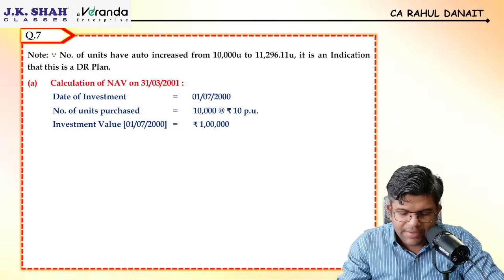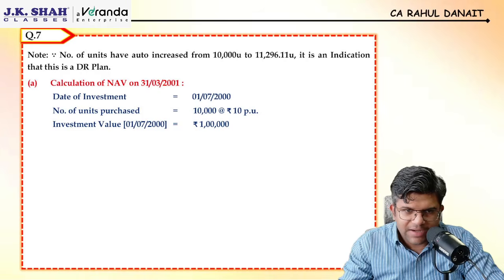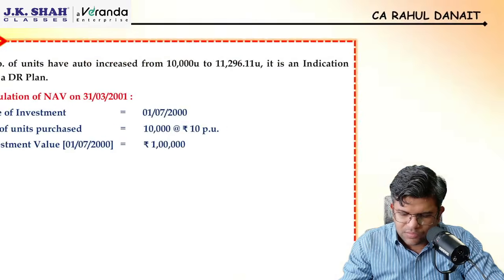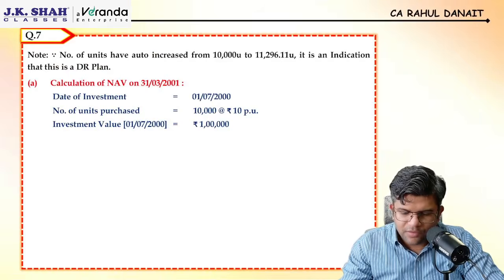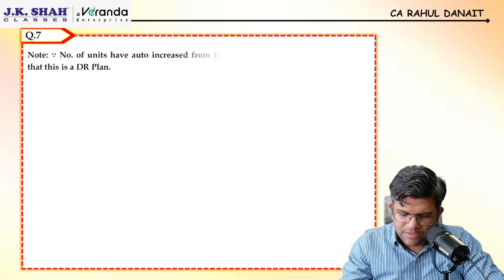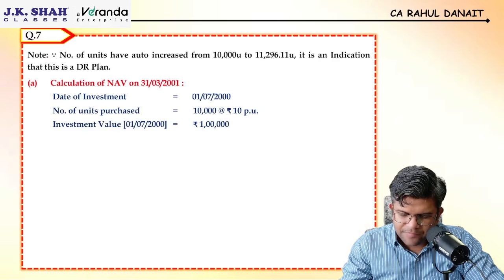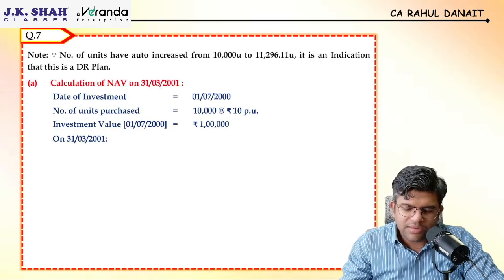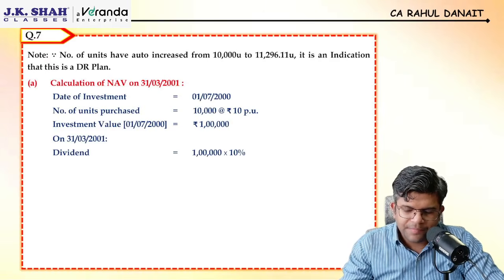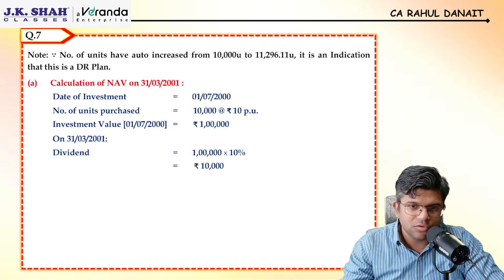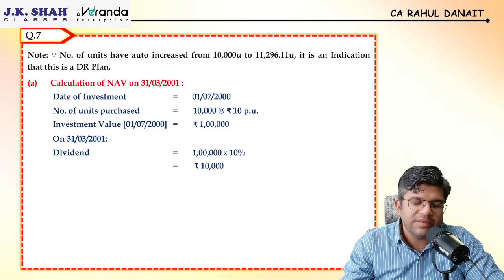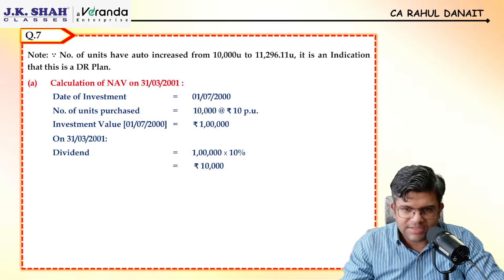Okay. Now you invested rupees 1 lakh. Now, students, on 31/3/2001, the mutual fund announced a dividend of 10,000. However, you also know that you will not be receiving the 10,000 because that 10,000 will get converted to units. Is everyone clear? 10,000 rupees will get converted to units.